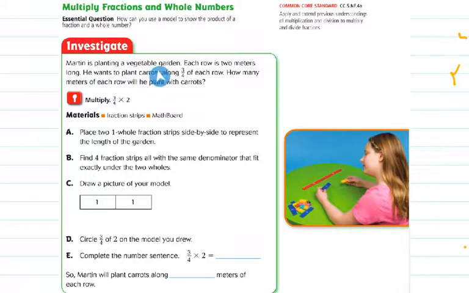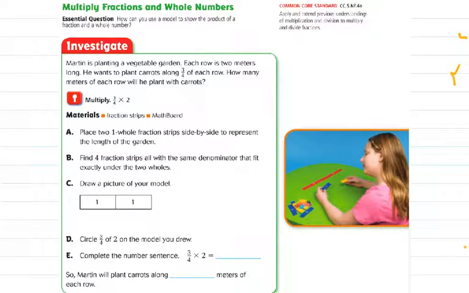Martin is planting a vegetable garden. Each row is 2 meters long. He wants to plant carrots along 3/4 of each row. How many meters of each row will he plant with carrots? So what we're going to do is multiply 3/4 times 2.